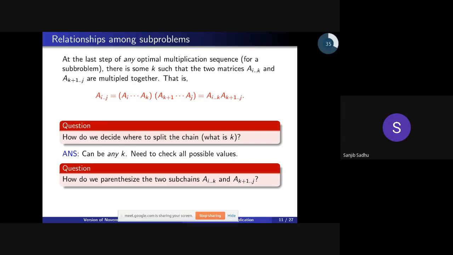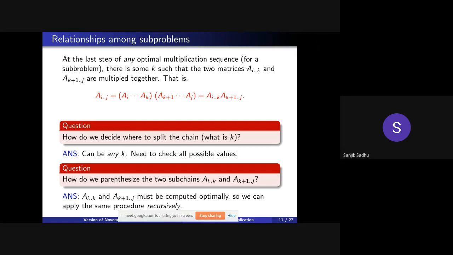Now how do we parenthesize the two subchains ai to ak recursively? For ai to ak, again you have to partition at some point, and again you have to partition k+1 to j. That partitioning gives you the parenthesization. Now, if you have multiplied these optimally and these optimally, then there is a chance to get the optimal answer for the whole.